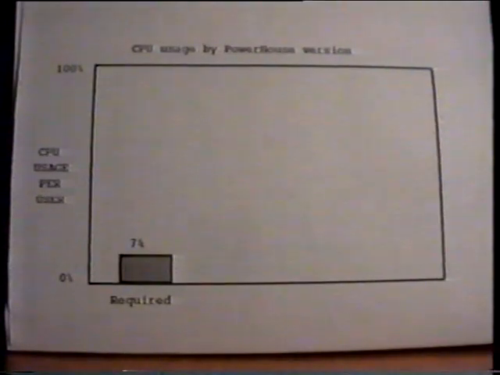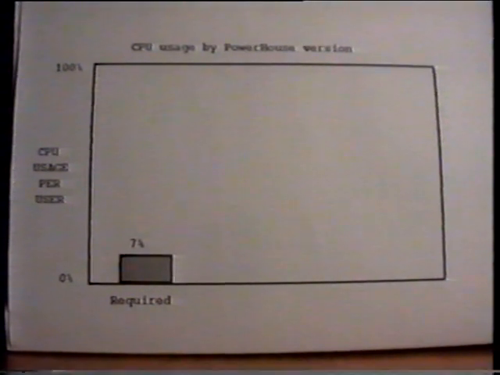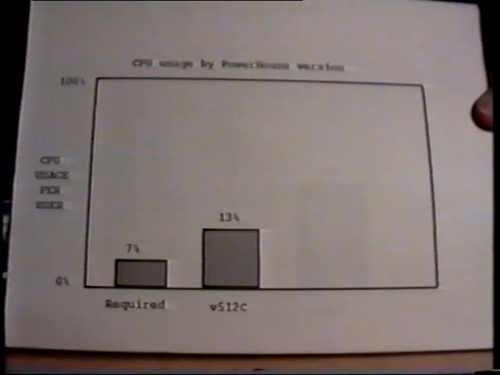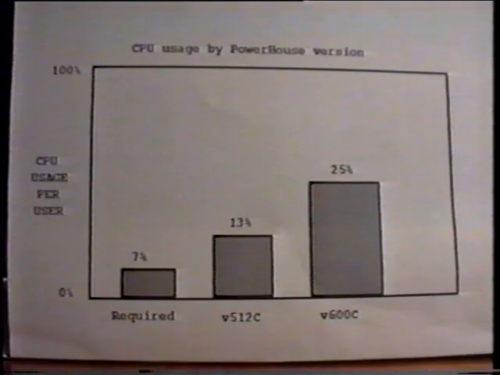One of the prerequisites that the bank laid down was that no user could use more than 7% of the CPU. When we first ran the bank system using version 5.12, we found it was using 13% of the CPU. We then tried running it using version 6 and found that it was using 25% of the CPU. Something had to be done.